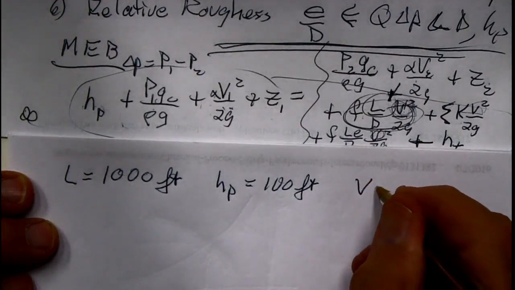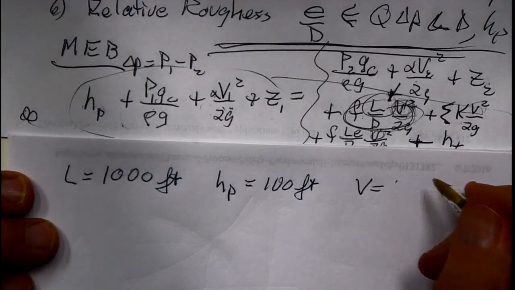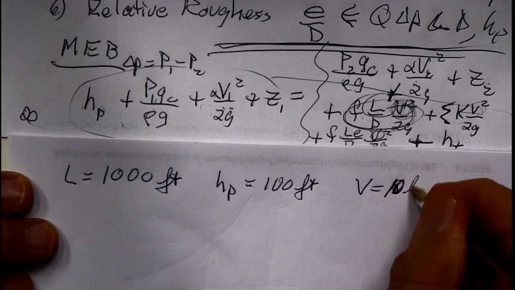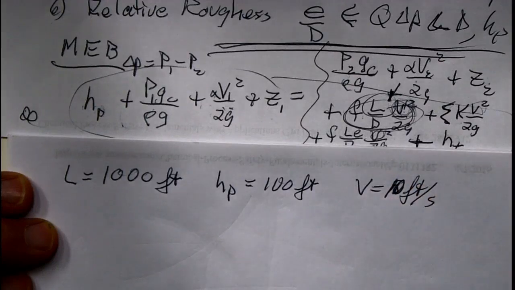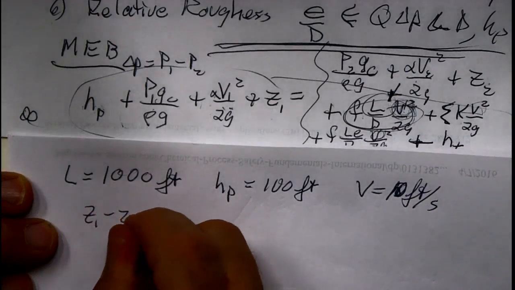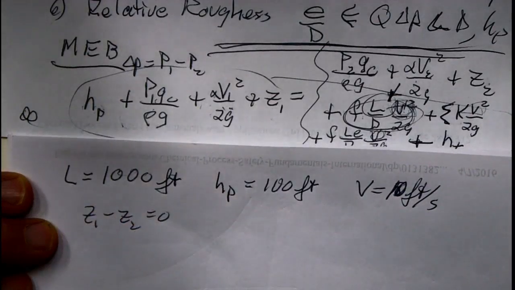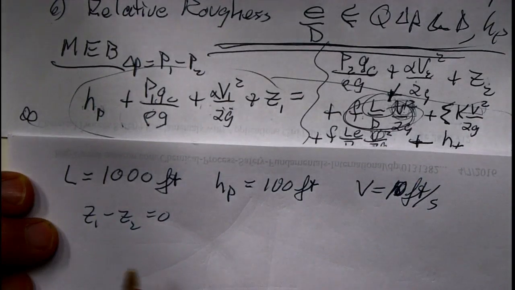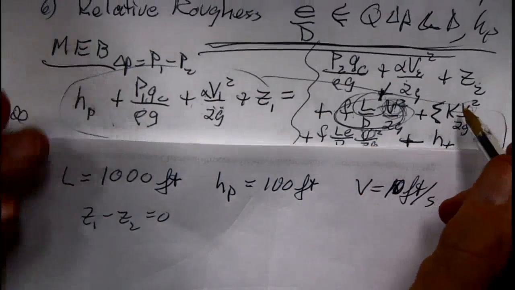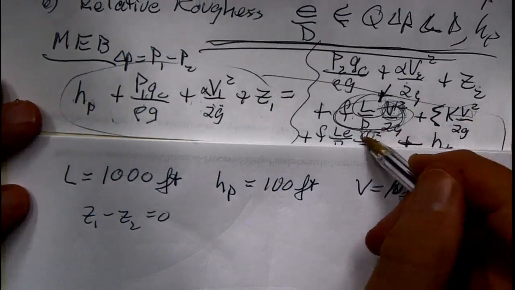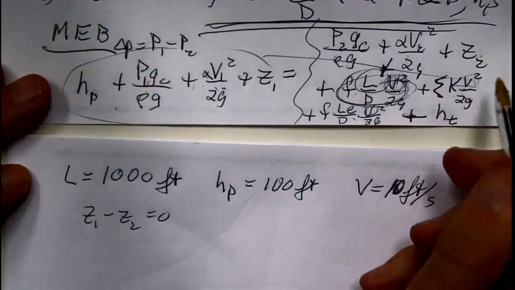The velocity is probably, say, reasonable velocities are, say, 10 foot a second. 10 foot a second. And there's no height change. In other words, Z1 minus Z2 equals 0. And we ought to hit it with pipe diameter. It's basically straight pipe. There are no elbows, no T's, no equivalent lengths in here at all.